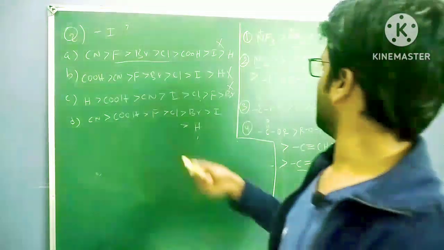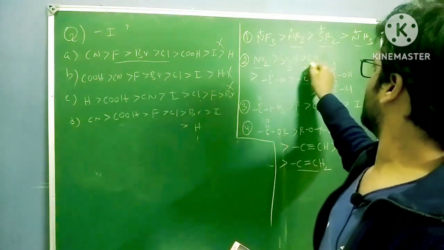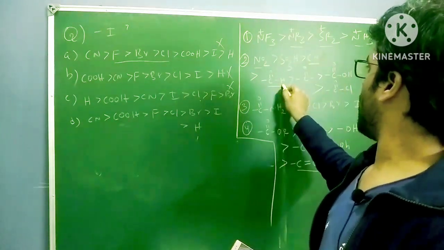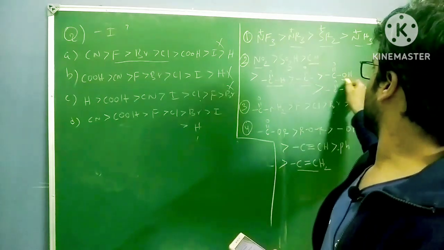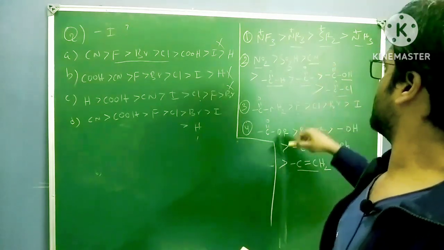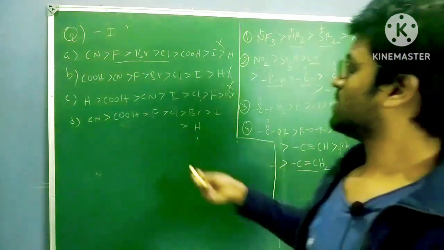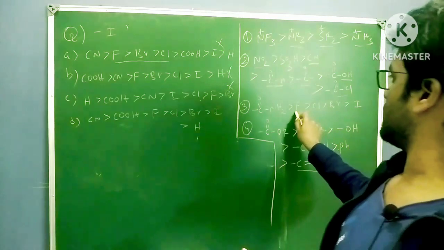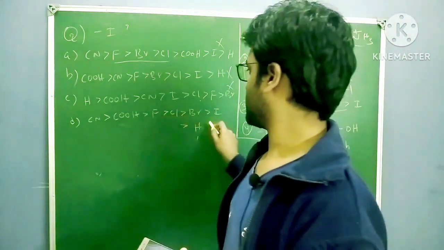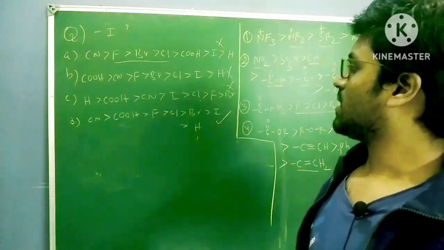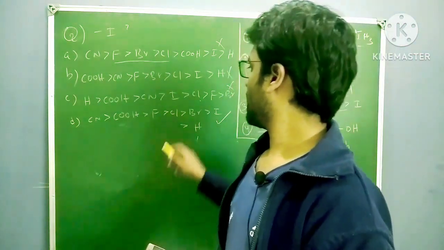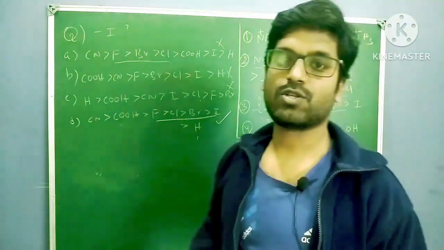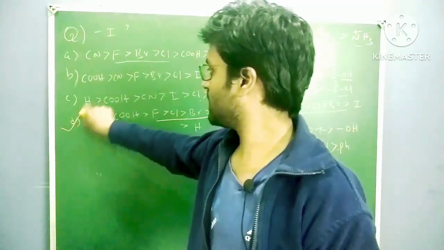Next, here CN, in the second trick, CN comes first, and then come the carbonyl groups. So here COOH. After CN it is COOH. So CN, COOH is correct. After this, by the third trick, fluorine, chlorine, bromine, iodine. So this is the correct option. This is the correct option according to the trick also. And also here fluorine, chlorine, bromine, iodine follows the electronegativity trend. So according to this, the correct option is this.